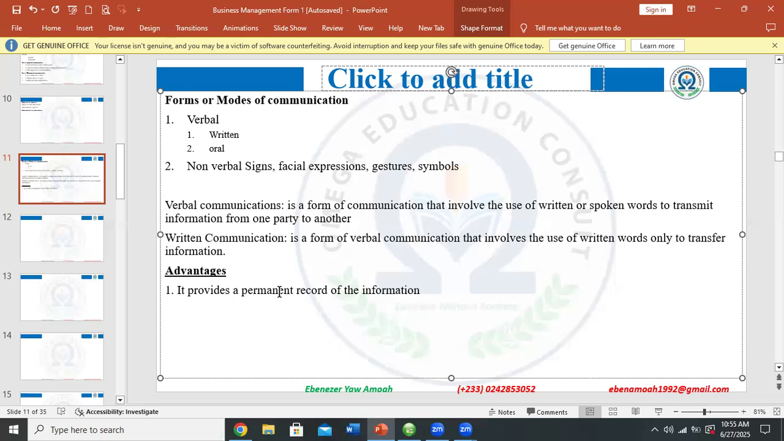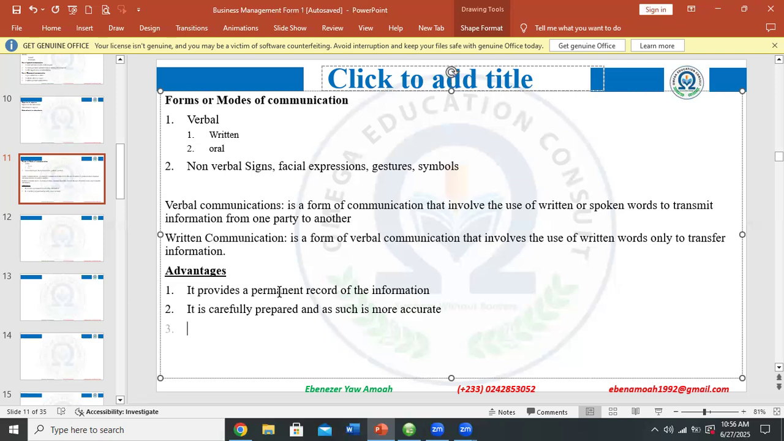And then Prof. Eunice indicated that because it is carefully prepared, it is done with much accuracy. So it is carefully prepared, and as such, it's more accurate. Because after writing a letter, you proofread it, you check whether there are mistakes. So you ensure that accuracy under written communication.